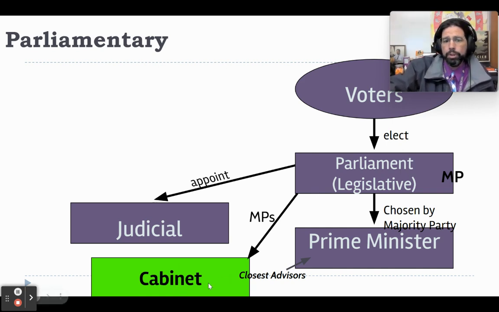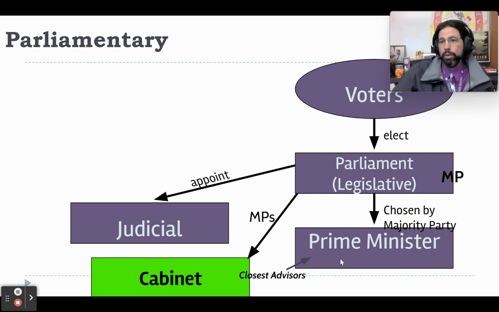You also have what's known as the cabinet, and the cabinet is usually the closest advisors to the prime minister in a parliamentary system or the president in a presidential system. Now, in a parliamentary system, cabinet members are actually members of parliament. So, you have your members of parliament here. The prime minister is chosen by the majority party, but the majority party also chooses who's going to be the closest advisors to the prime minister. So that's almost kind of like a little bit of a check on the prime minister.